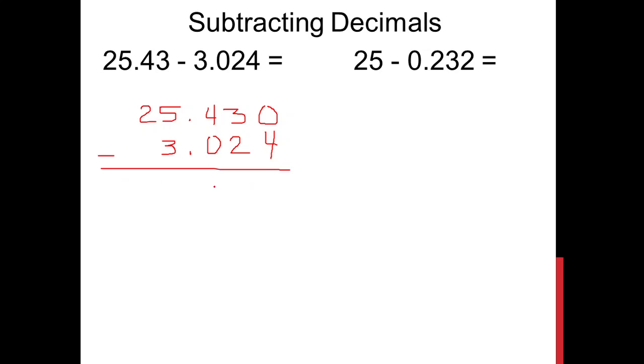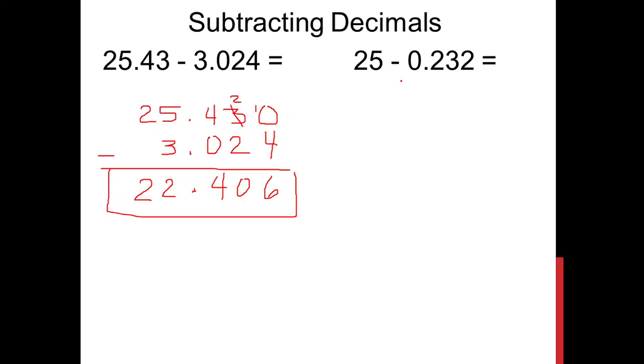So let's start subtracting these numbers. 0 minus 4 cannot be, so we'll borrow 1 from here. 3 becomes 2. 0 becomes 10. So 10 minus 4, that would be 6. 2 minus 2, that's 0. 4 minus 0, that's 4. Copy the decimal point. 5 minus 3, that's 2. Just bring down 2 here. There's our answer.